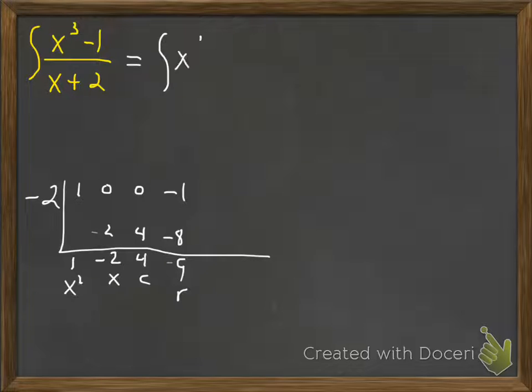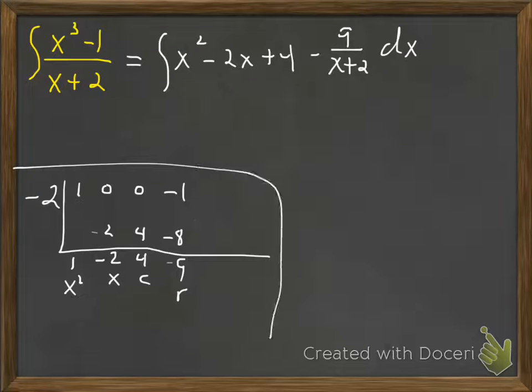So x squared minus 2x plus 4 minus 9 over x plus 2 dx. All this stuff there, I already know how to take the derivative of. x squared will give me 1/3 x cubed. Minus 2x, the antiderivative will be -x squared. The antiderivative of 4 will be 4x.